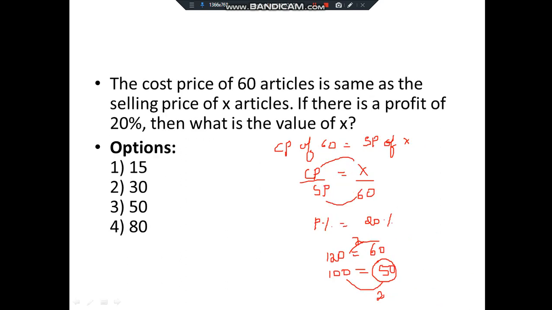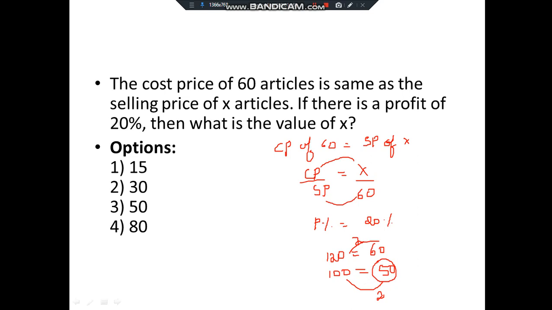The cost price of 60 articles is same as selling price of X articles. If there is a profit of 20%, then what will be the value of X? So CP of 60 is equal to SP of X. So CP is X, SP is 60. So we know selling price and profit percentage is 20%, so cost price we'll have to find. Profit using 100 plus 20, which is 120, is equal to 60. So 100 is equal to how much? Okay, the answer is 50.